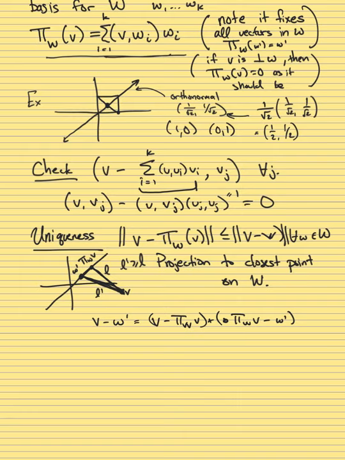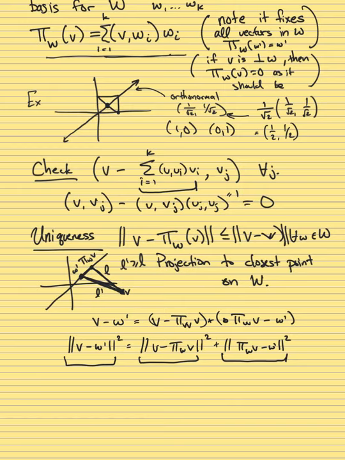On the other hand, these two are orthogonal. So the norm of v minus w prime squared, by the Pythagorean theorem, is the norm of v minus pi_W of v squared plus the norm of pi_W of v minus w prime squared. Therefore this error term or this sum shows you that this is always greater than or equal to this. Since it's an orthogonal decomposition, you get this, and therefore it's the distance minimizing transformation, which takes every vector in V to a vector in W.